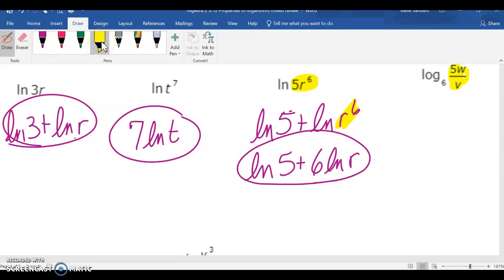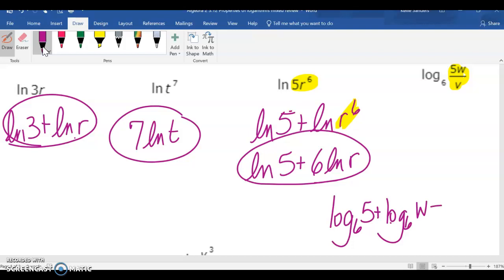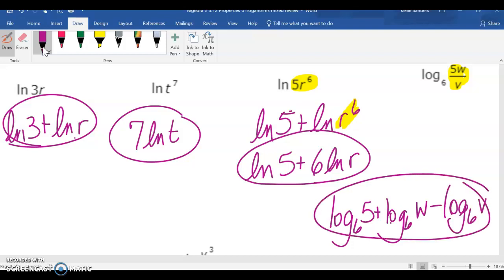We're multiplying the 5 and the w, so we're going to put a plus sign. And we're dividing the v, so we're going to put a minus sign. I'm going to write it down here because I write kind of big. So log base 6 of 5 plus log base 6 of w minus log base 6 of v.